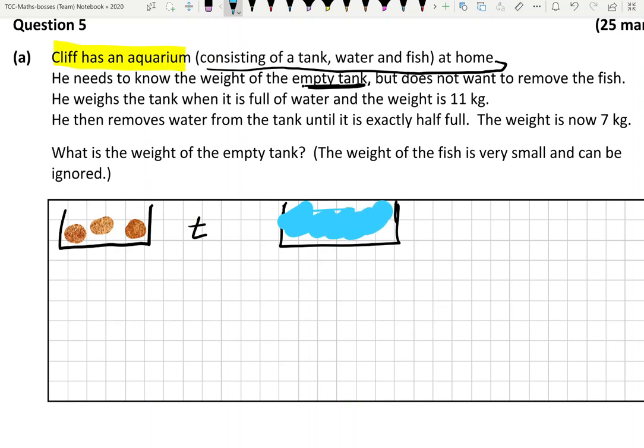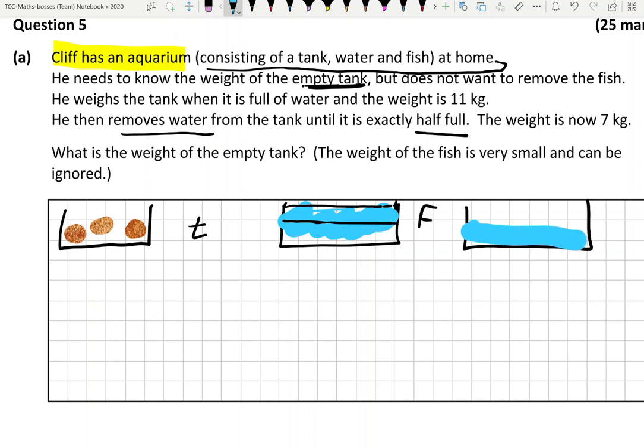Okay, he weighs the tank when it is full of water and it comes to 11 kilograms. Let's just use the letter F for that. We'll see how we get on as we go along with our model. Okay. He then removes the water from the tank until it is exactly half full, and it now weighs 7 kilograms. So what I'm going to do here for representing the situation is we're going to draw a line through the middle here, okay, and maybe another line at the top. And so we might even remodel that, okay, with the half the water.